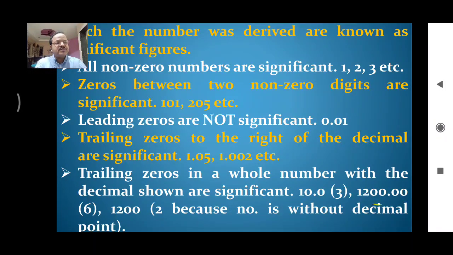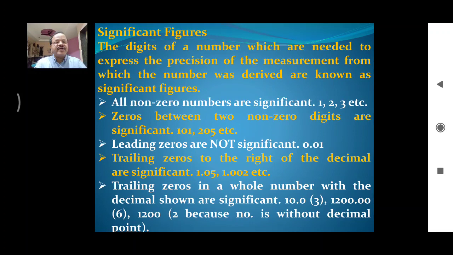Now 1200.00. See this figure. After the decimal point, two zeros are there. Therefore, the significant figures are 6. Now let us consider 1200. There is no decimal point. You should remember this one. This is important. Decimal point is not there, and these two zeros will not be considered here. Therefore, the significant figures are 2, because the number is without a decimal point.